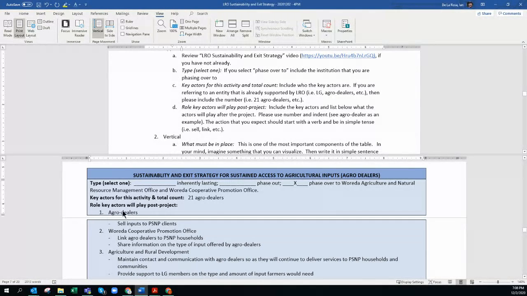Then we have here: who are the key actors? And so I'd like you to do this here. In this case, we identified agri-dealers, a cooperative office, and the agricultural rural development office. So those are the examples.